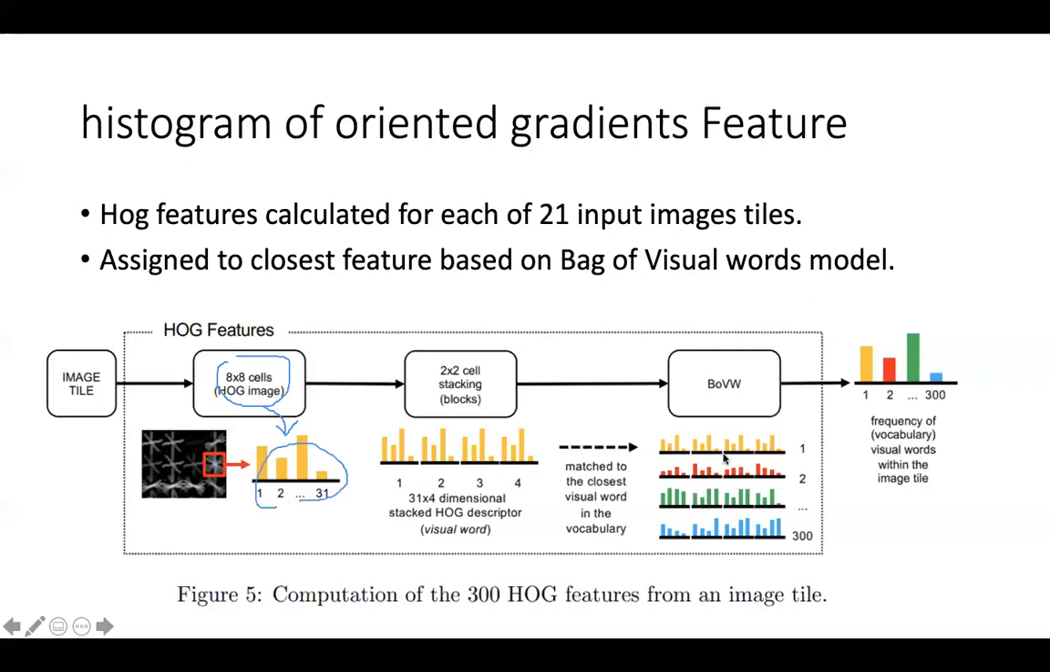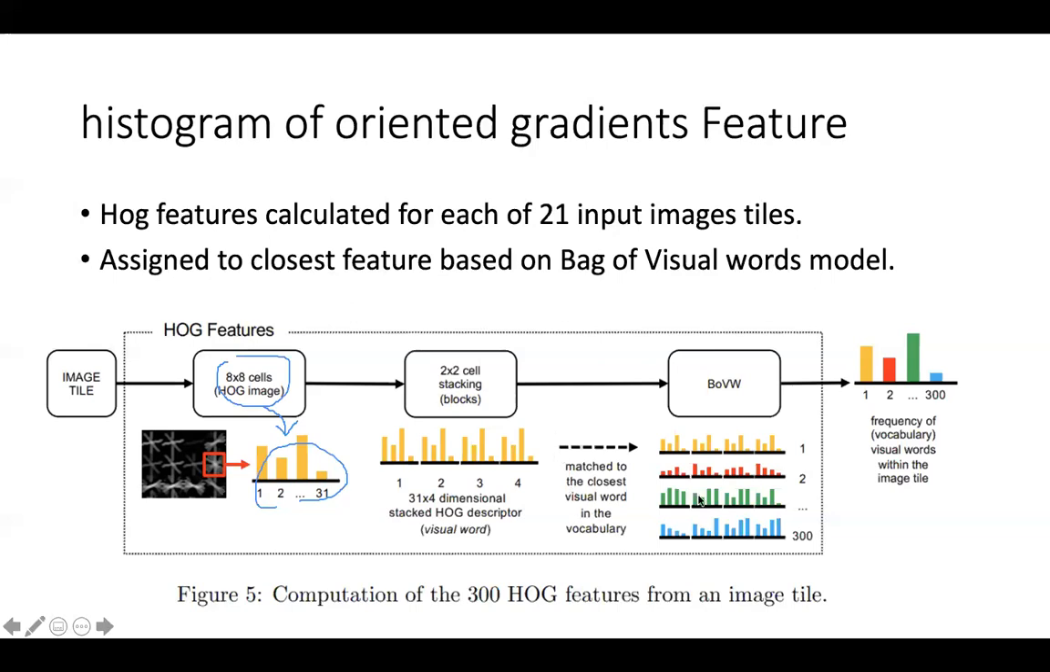Yes, I think for each tile they match it to a word. For each tile they match it to the closest word in their dictionary, in their vocabulary, which is basically like a bunch of histograms, and then they just match it to the most similar one. It calculates 300 HOG features from the image tile. No, this here is their vocabulary that they have, right?